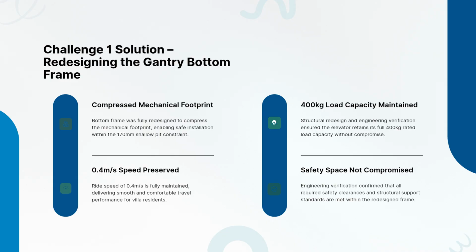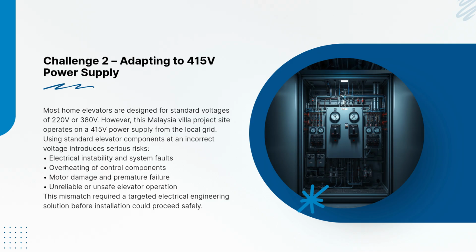In this project, the gantry bottom frame was redesigned, and the mechanical footprint was compressed. This allowed the elevator to be installed within the 300mm pit, while maintaining a 450 kg load capacity and 0.4 m/s operating speed. The important point is that shallow pit design should not mean simply reducing safety space. It requires structural redesign and engineering verification.